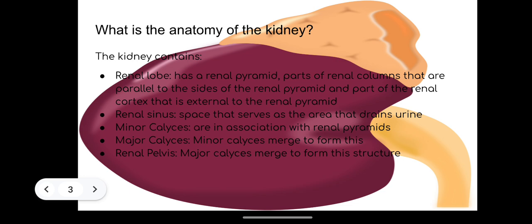These are in association with renal pyramids. And you have your major calyxes, which is where the minor calyxes merge to form this. And you have your renal pelvis, which is the major calyxes merging to form that.